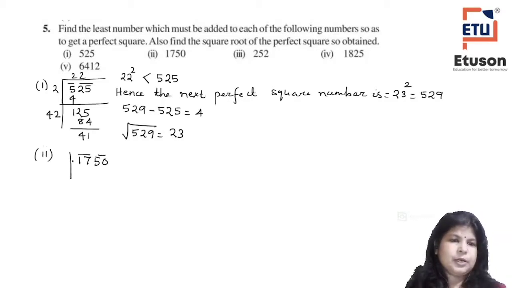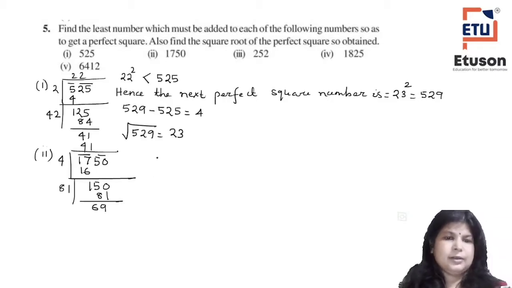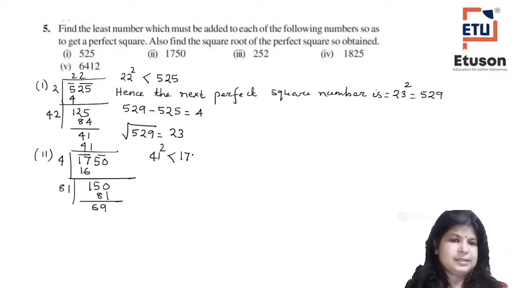So let us go to the next bit, that is 1750. Put the bar as usual. So you have 4 square 16, then remainder 1, take down 50, 4 into 2, that is 8. So 81, you take 81 and the remainder is 69. So from this it is very clear that 41 square is less than 1750.